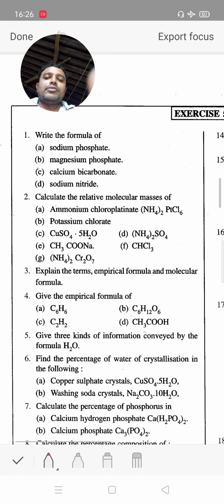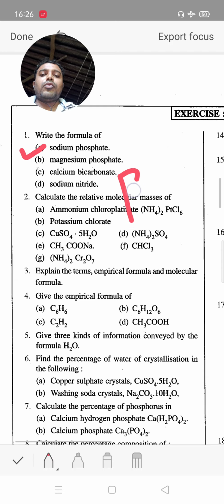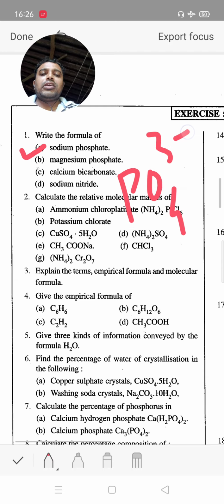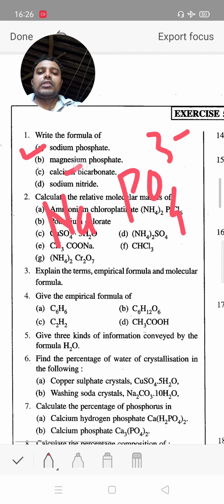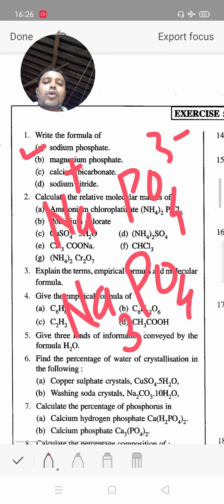Now, first question: the formula of sodium phosphate. PO4 minus 3 and Na plus, therefore its formula is Na3PO4. It is an example of sodium phosphate.